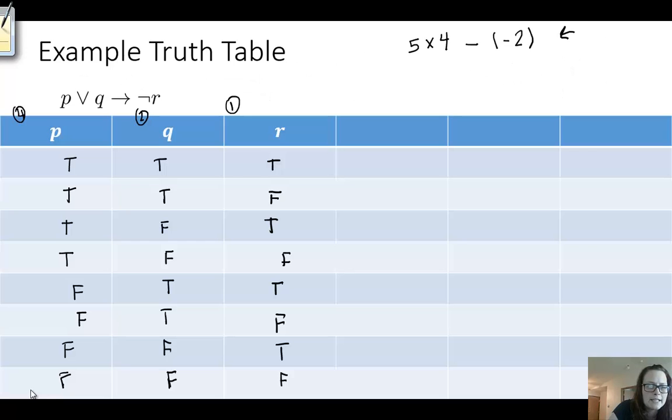Keeping that in mind, I could have put parentheses here to indicate that we need to do the P or Q first. But actually, I don't need them because of the order of precedence of these logical operators. I know that I'm going to evaluate P or Q first. So what we're doing is just breaking down this final compound proposition that we want to get to.